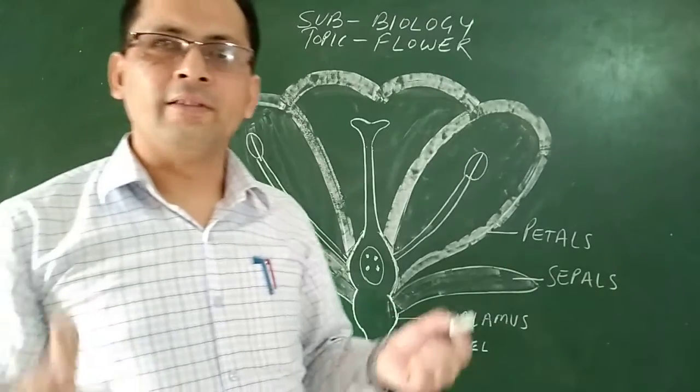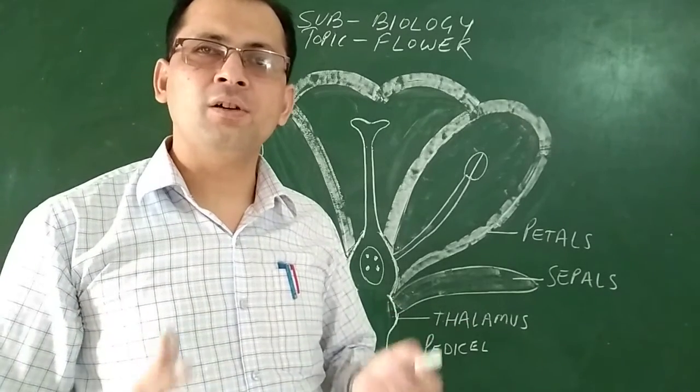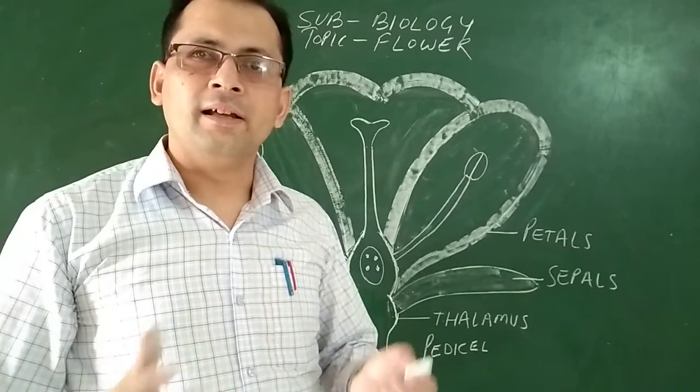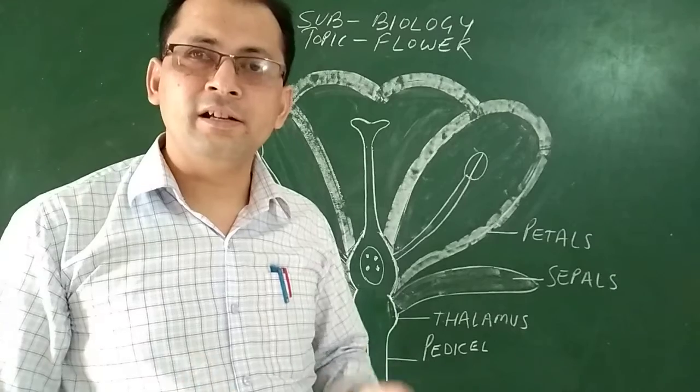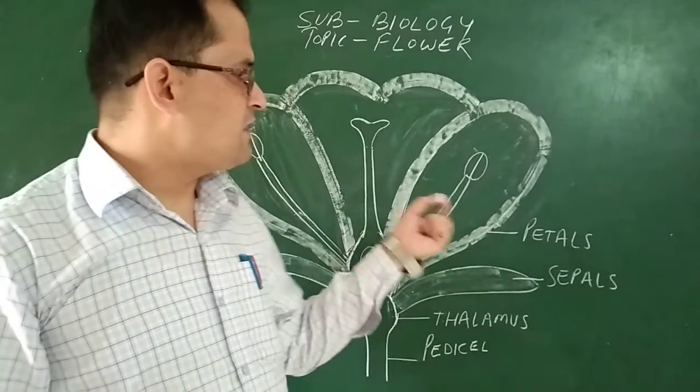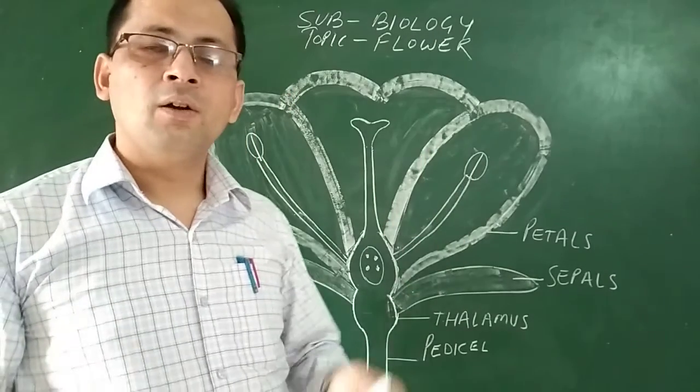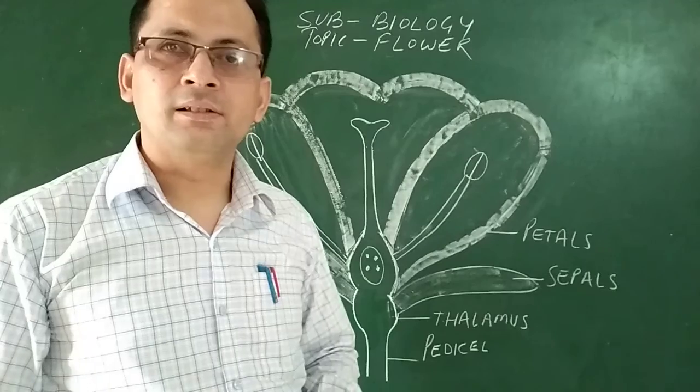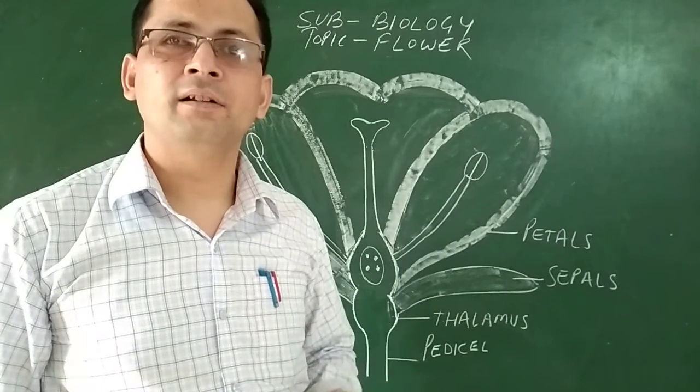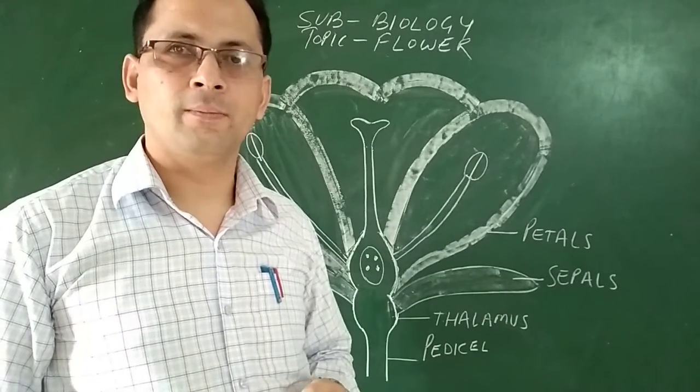You all know that for the completion of pollination, there is a requirement of agents. So the agents are attracted towards the brightness of these petals and then they help in the completion of pollination.